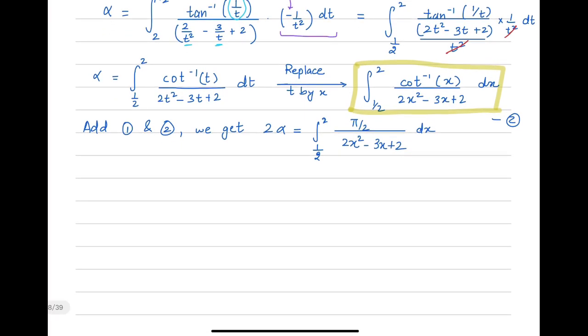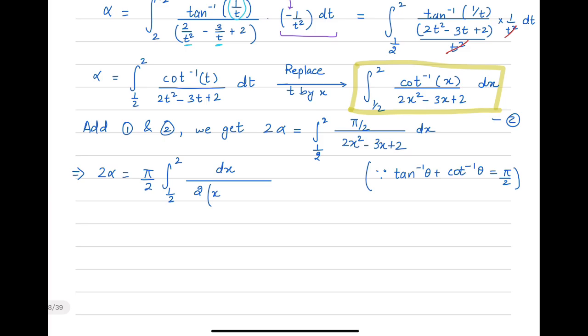And what's the reason behind this? We have used that tan inverse theta plus cot inverse theta equals pi over 2, right? So we have used this fact. But now pi by 2 is just a constant, so pi by 2 will just come out, and then in the integral from half to 2, I can take 2 common from the denominator also, just to put it in the standard form. So you will get x square minus 3 by 2 x plus 1, right? So this 2 will also come out. This is just a constant.